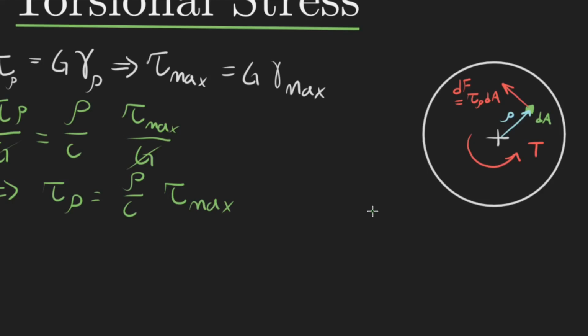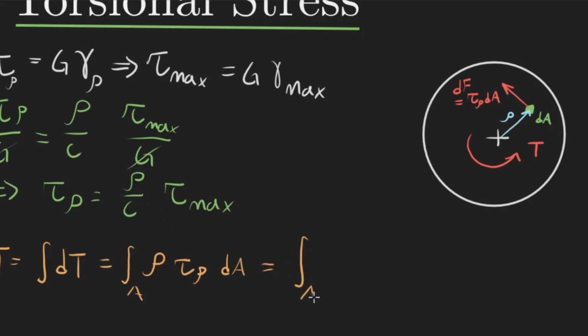Now if we add up all of the differential area times rho times tau, so we have dF times rho, that has to equal our torque. So we can say that T has to equal the integral of our differential T, which is the integral of our radius times our force, which is tau dA, across our whole cross-sectional area. Now if we substitute in tau rho with the equation we have right here, this is equal to the integral over our area of rho times rho tau max over C dA.